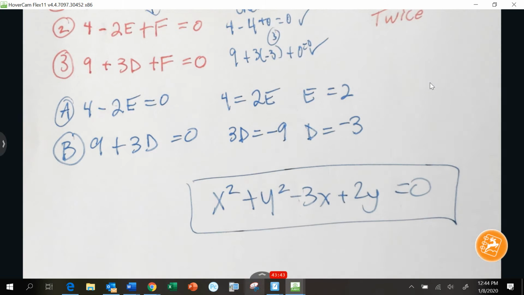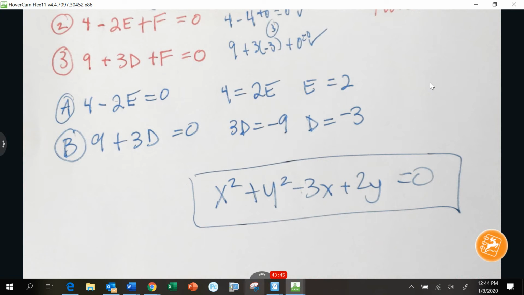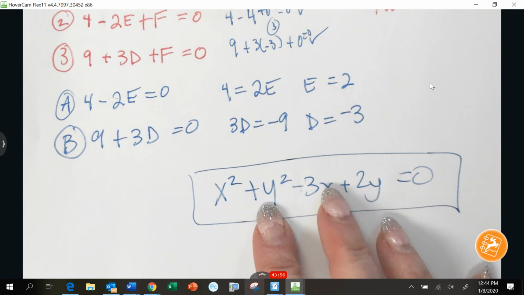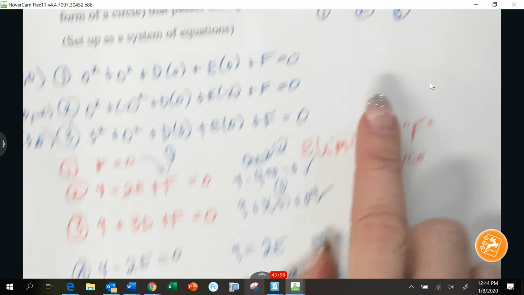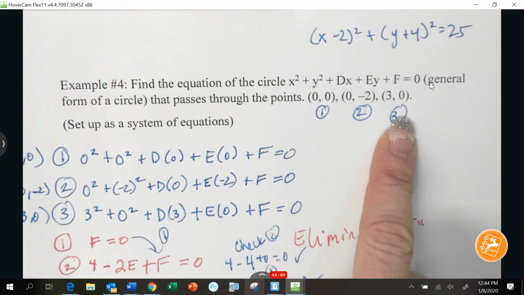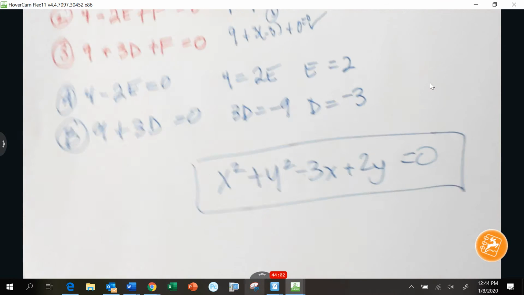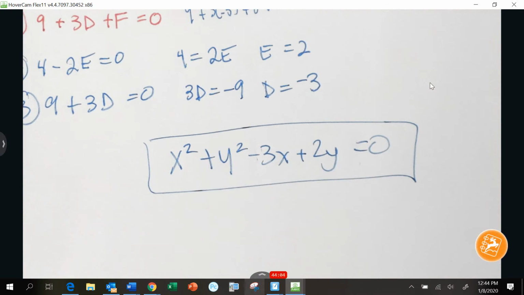And again, all 3 ordered pairs should work in there, just to check to make sure you're doing it right if you're unsure. You could also graph it on Desmos for now while we're just learning. You could graph this on Desmos and make sure the circle passes through all 3 of these points. That would be a good place to check our answers.